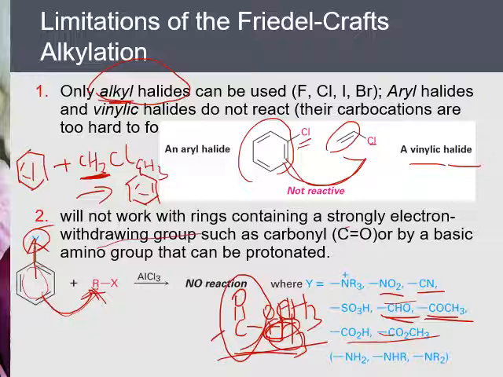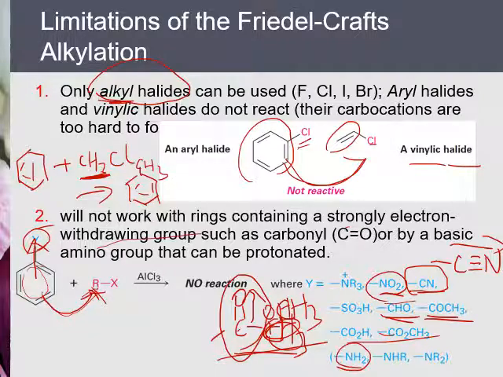And the CO double bond strongly takes electron away through the oxygen. CN is a CN triple bond that takes electron away through this nitrogen. And NO2, you have also NO double bond. So all these are strong electron withdrawing groups. And if you see a benzene ring with these groups, the reaction cannot proceed.